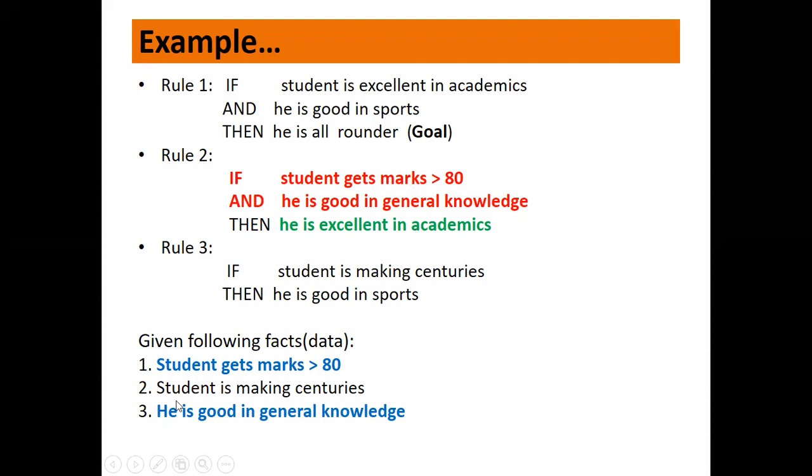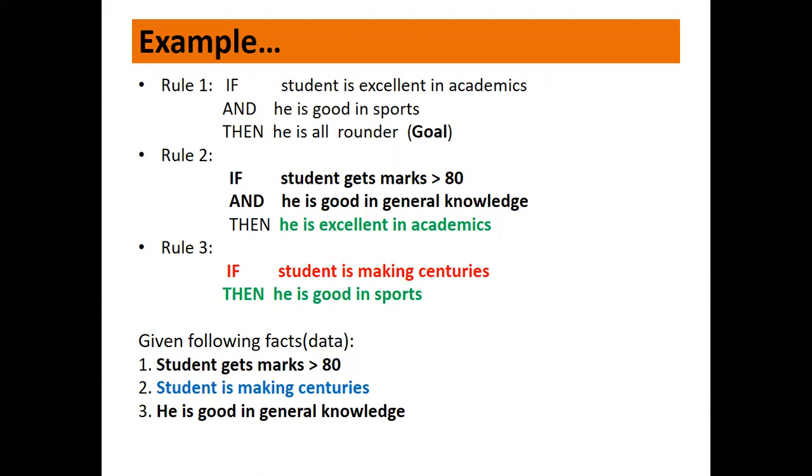So using two facts, we could get a sub goal, right? Now what is remaining? Remaining is student is making century. So we need to search whether we can get this fact in any of the if parts of the rules. Now, if you look at rule 3, student is making centuries. The given fact is part of the if condition here, right? And what is the sub goal here? Sub goal is he is good in sports. Now we could get two sub goals. The first sub goal was he is excellent in academics, and the second sub goal is he is good in sports using these facts.